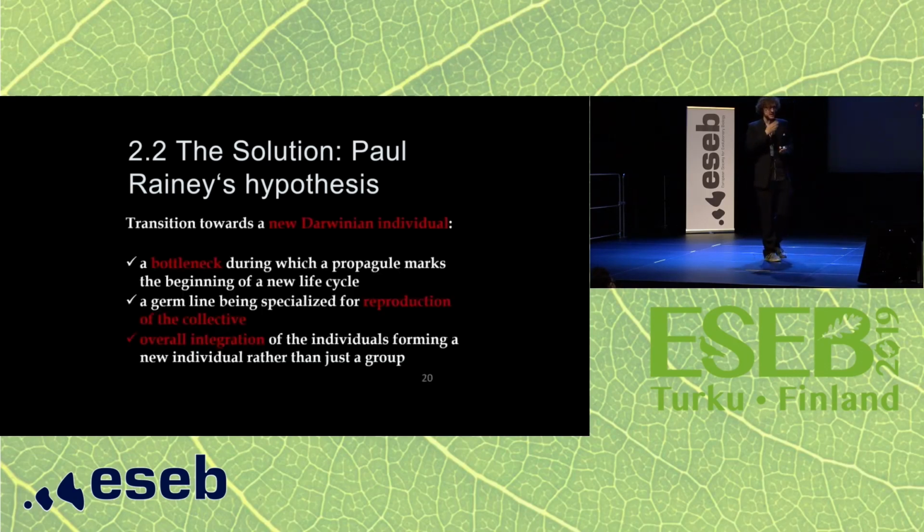Okay. Now, what do we get here? Well, we get a slow transition towards a new Darwinian individual. We have a bottleneck during which a propagule marks the beginning of a new life cycle. We have a germline that's being specialized for reproduction of the collective. And there's overall integration of the individuals, forming a new individual rather than just a group. And this, of course, is just marginal. But this is precisely what we need.